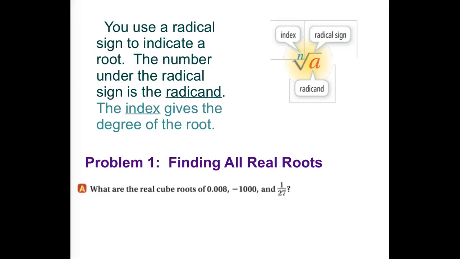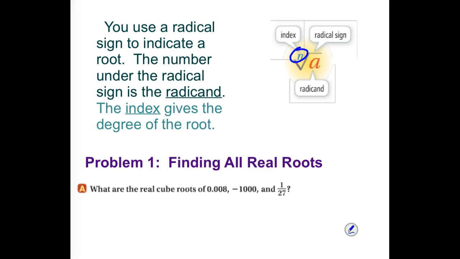Couple terms that we need to make sure you're familiar with. Our square root symbol is referred to as a radical sign. The whole expression is often referred to as a radical. Simplify the radical. The number in front that you see is the index. That tells you what kind of root you're taking.